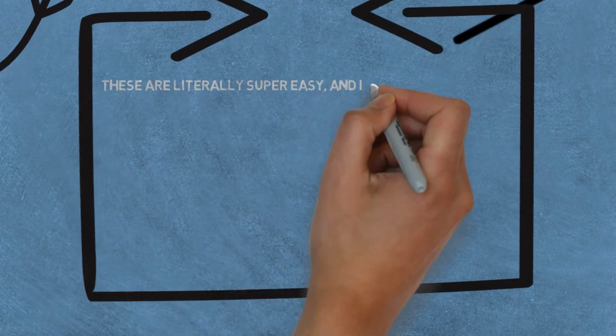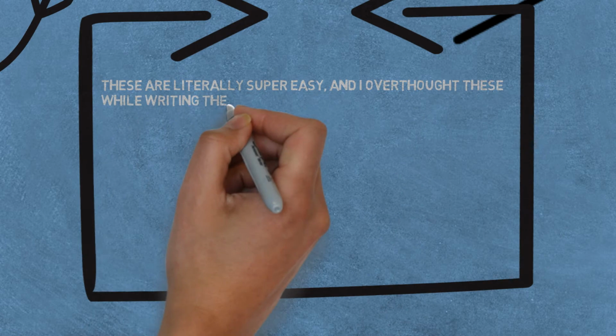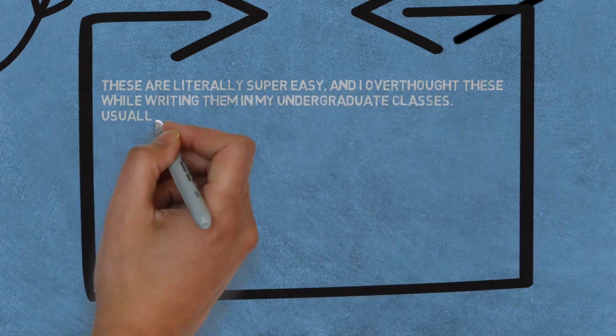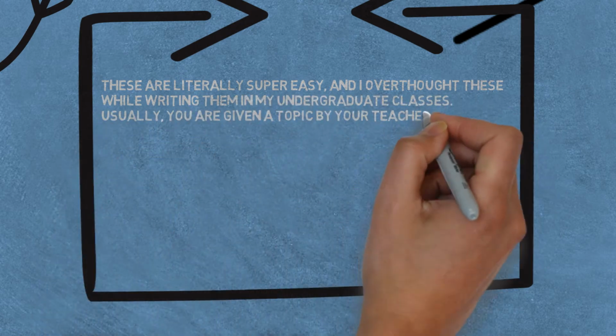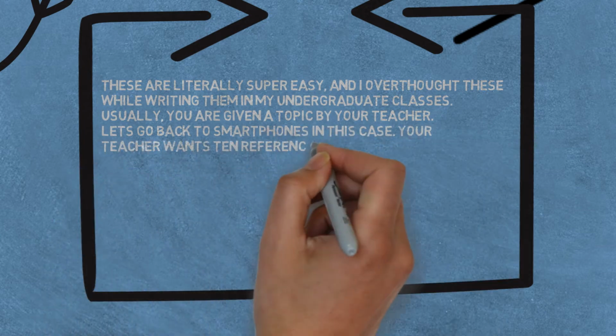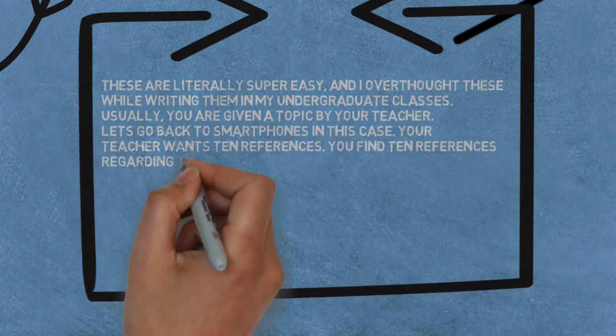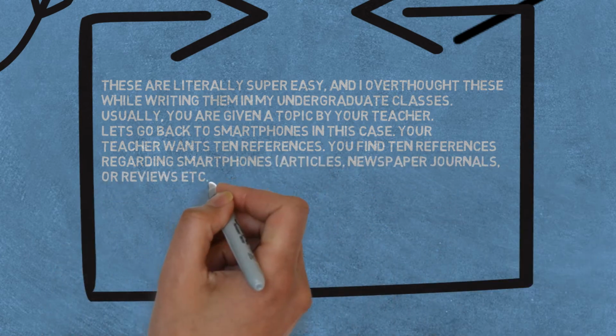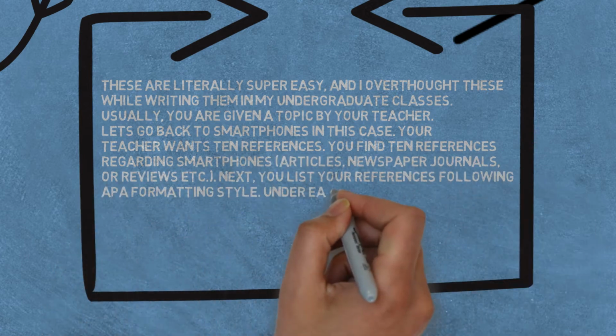Annotated bibliography. This is literally super easy, and I used to overthink these all the time while writing them in my undergraduate classes. Usually, you're given a topic by your teacher. Let's go back to smartphones in this case. Your teacher wants 10 references, so you find 10 references regarding smartphones.